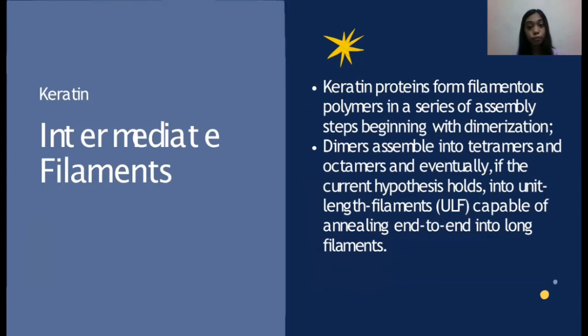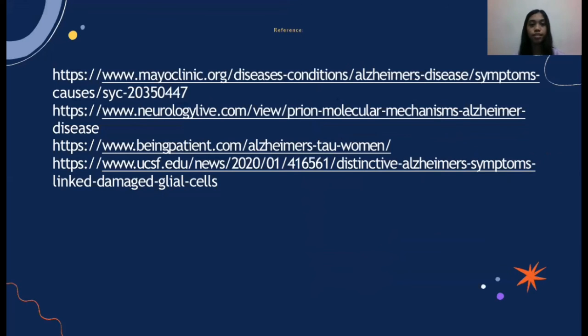And the intermediate filaments in keratin: keratin proteins form filamentous polymers in a series of assembly steps beginning with dimerization. Dimers assemble into tetramers and octamers and eventually, if the current hypothesis holds, into unit-length filaments capable of annealing end-to-end into long filaments.